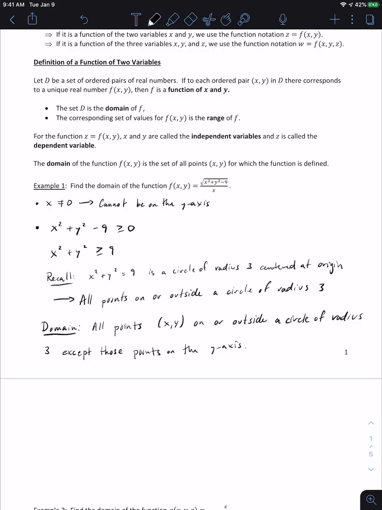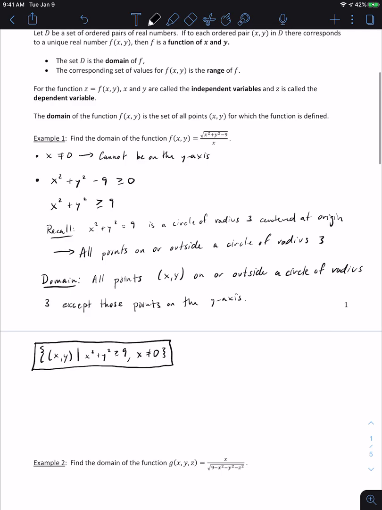Right? Because we can't be on the y-axis due to our first idea that we have x in the denominator. So if we're going to put that in set builder notation, that would be all x, y such that x squared plus y squared is greater than or equal to 9, right? That's the first piece. And such that x does not equal 0. Right? So that's our set builder notation for what the domain should be.